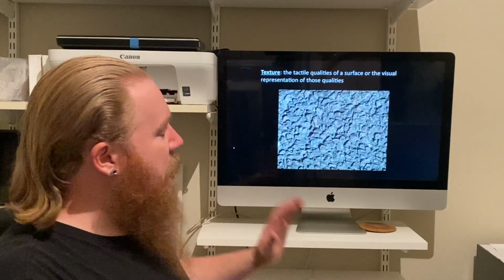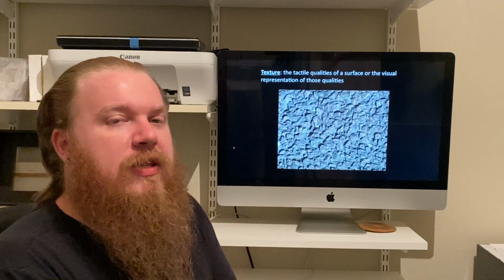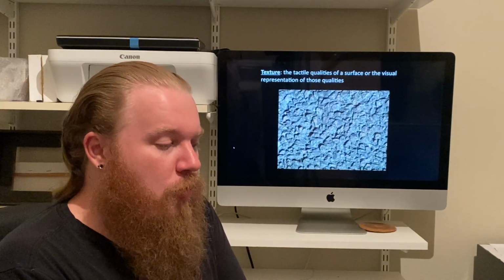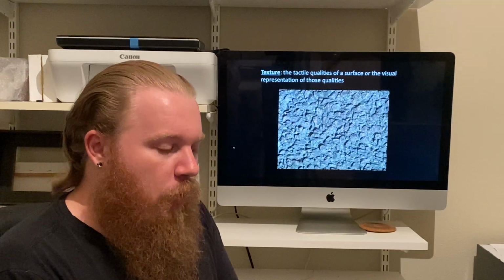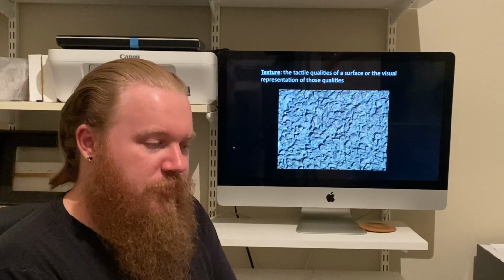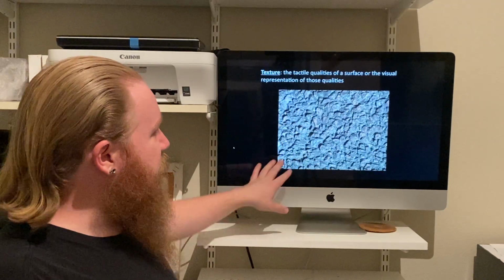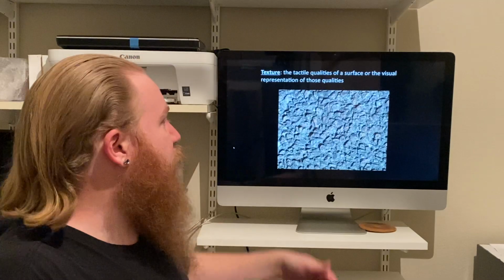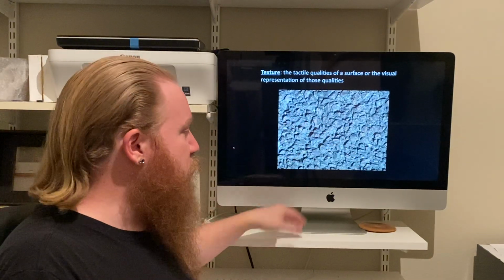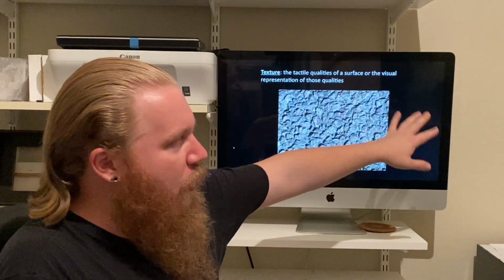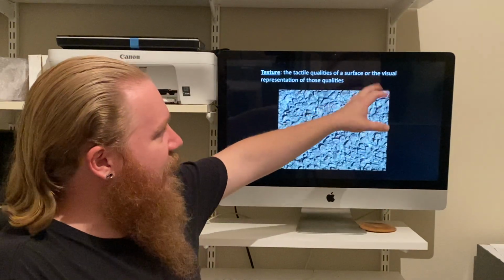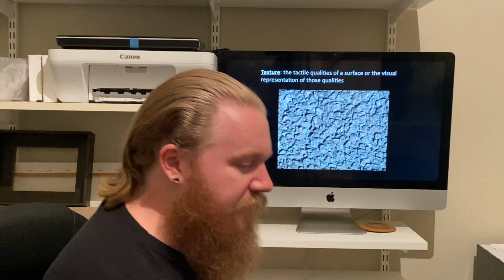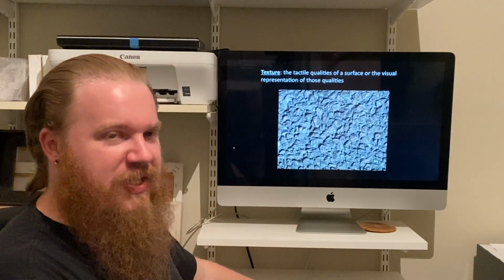Now, aside from color and our perception of it, we can also talk about texture. Texture refers to the tactile qualities of a surface or the visual representation of those qualities. Here we can see some very rough ground. Obviously, everything is going to have a different texture. The screen here is very smooth, whereas the drywall behind me has that kind of subtle texture to it. But there are different ways that artists go about using texture.